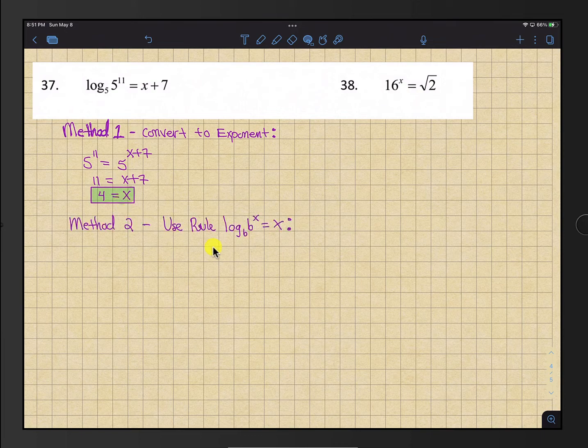Now, method number 2 is we can use a rule where the base of the log is the same as the base of the exponent. Then they just cancel each other out, and you're just left with x. So log base b of b to the x is just x. And using that rule, log base 5 of 5 to the 11th would just be 11. So we would have 11 equals x plus 7, then subtracting 7 from both sides, we get x equals 4. So either method 1 or method 2 will work.